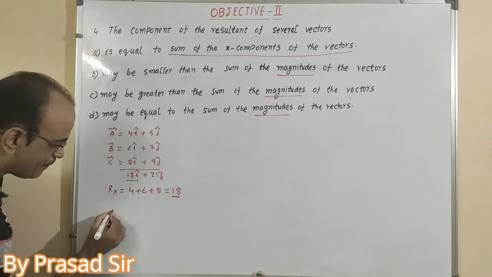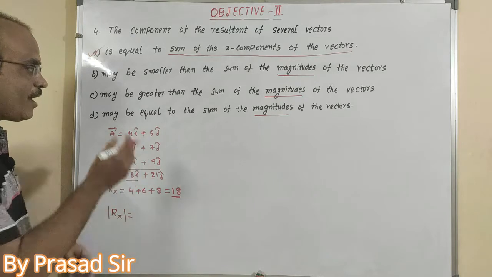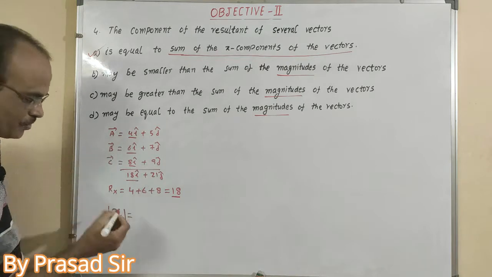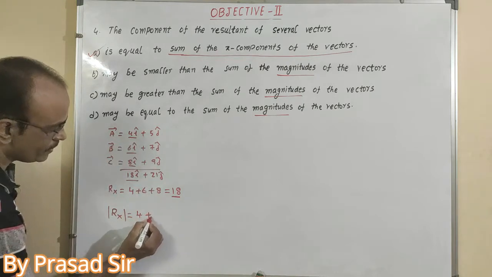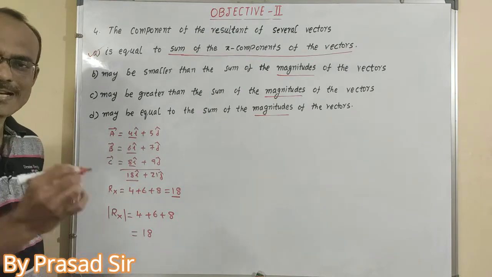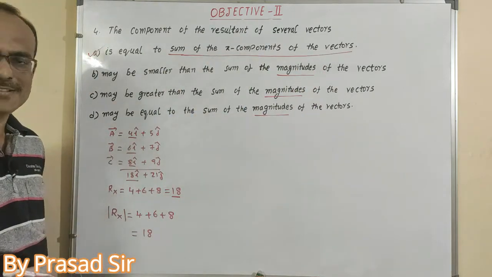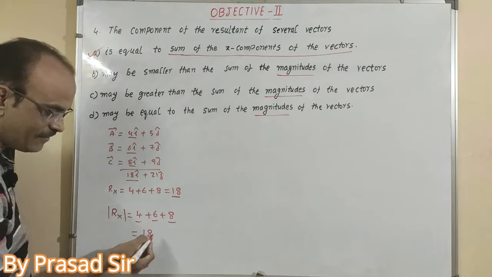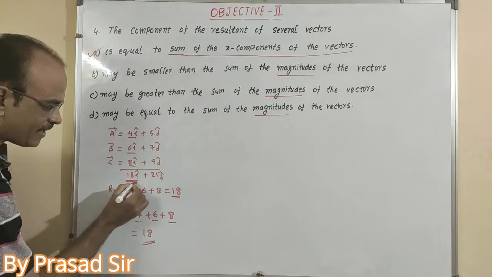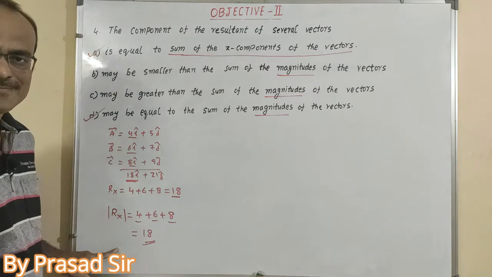Now I want to find the magnitude. Rx is equal to the sum of the components, that is this magnitude and this magnitude. What happens here? 4 plus 6 plus 8. So how much are we getting? 18. So that means, observe here, it may be equal to the sum of the magnitudes of the vectors. So the sum of the magnitudes of the vectors is 18 and the component of the resultant of several vectors is also 18. By observing these two, option D is also correct.